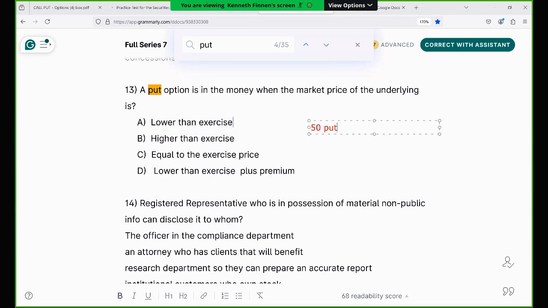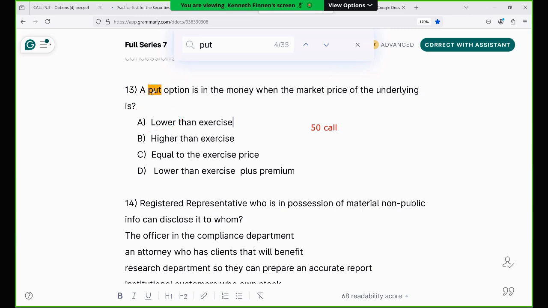If this was a call, anything below it, right? So if this was a call, it'll be B. Anything below it is out of the money. Anything above it is in the money. So if this is a question on calls, B would be the answer. Since it's a put, A is the answer.